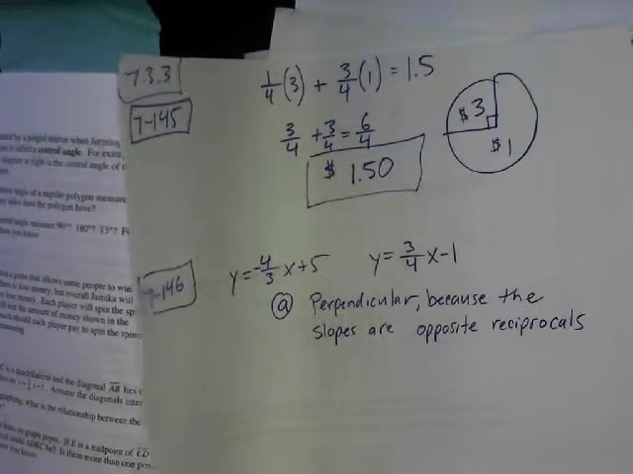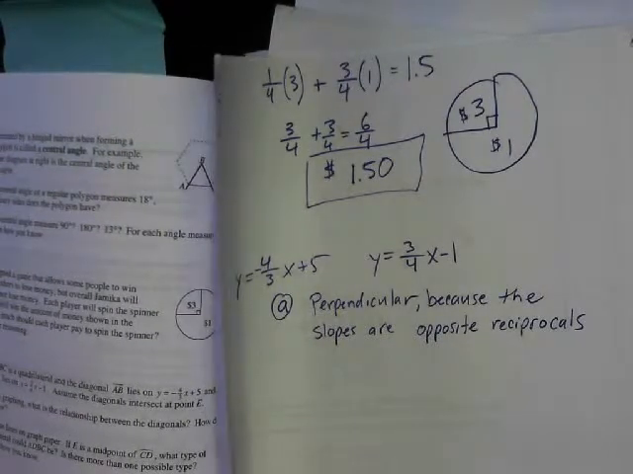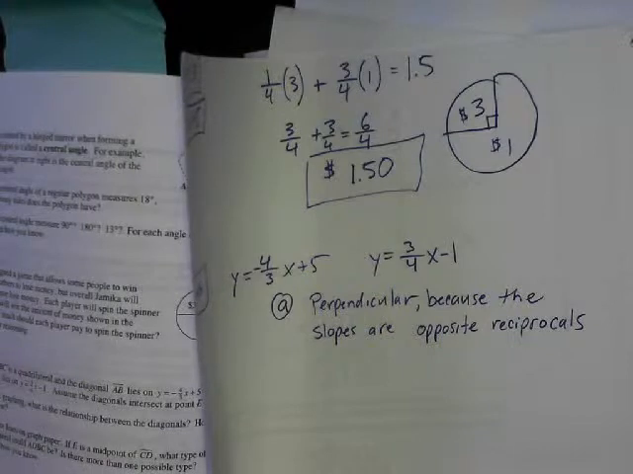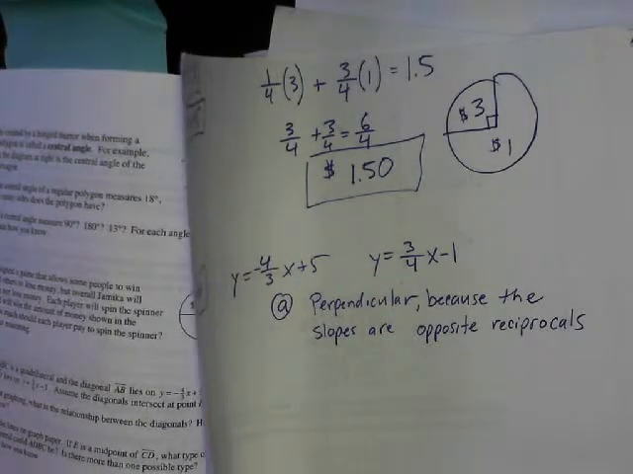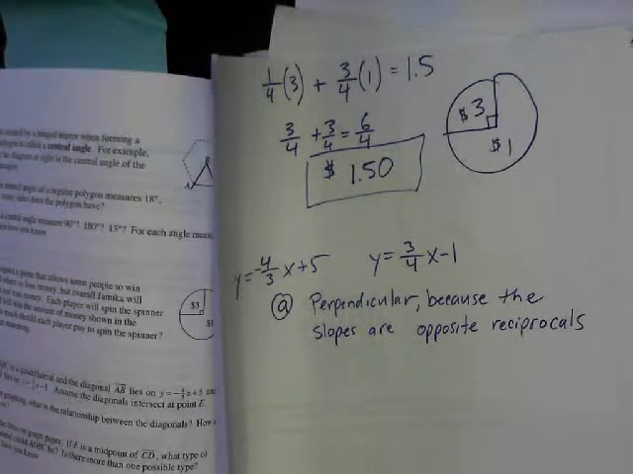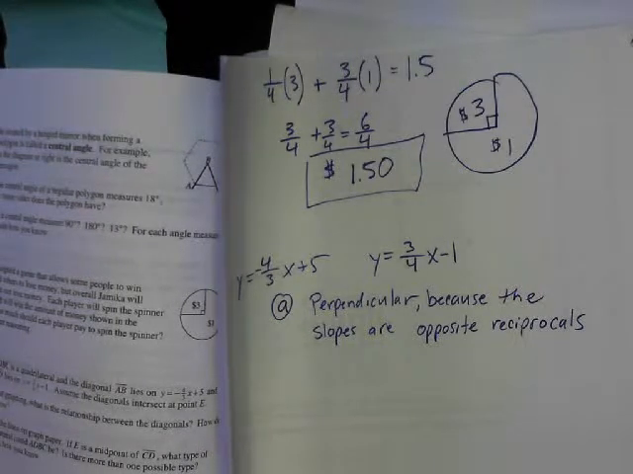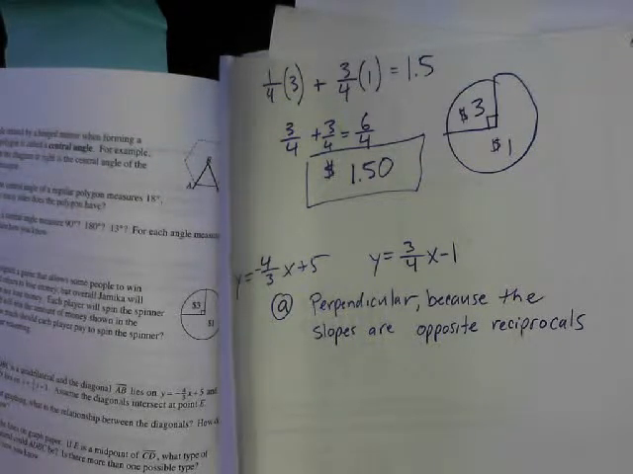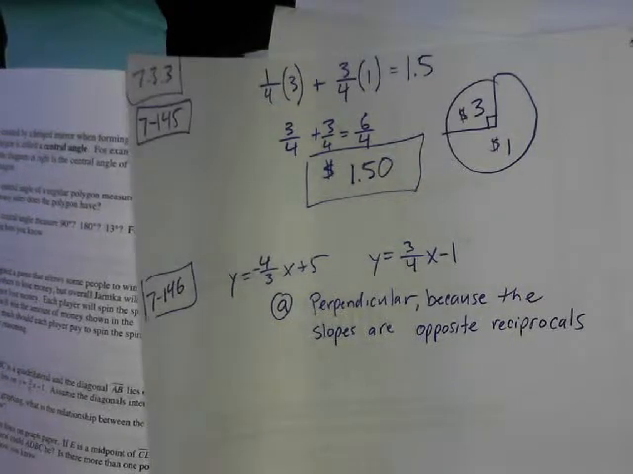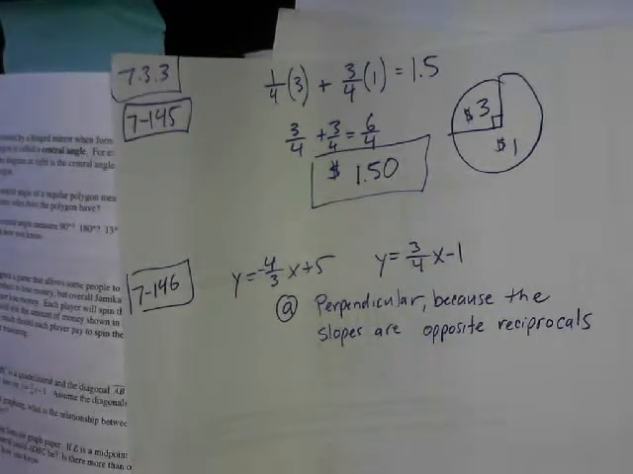Okay, but then they asked something else in letter B. Now we have to graph the lines on graph paper. It says graph them, so I think we need to do it. And then it says, if E is the midpoint of CD, what type of quadrilateral would ADBC be? If there's more than one possible type, explain how you know. So now we better just bust out the graph paper and graph them anyway.